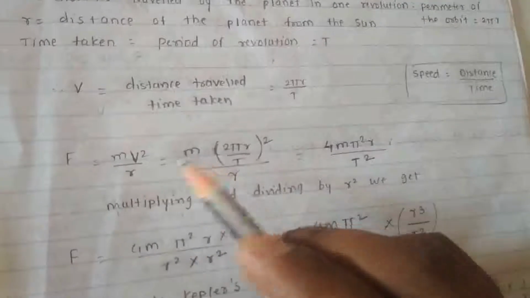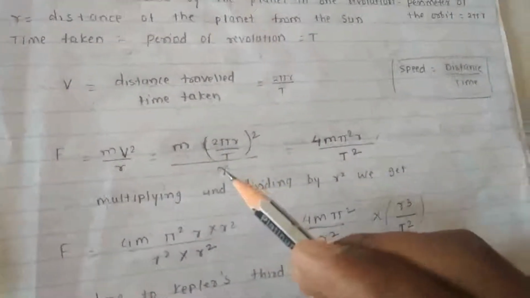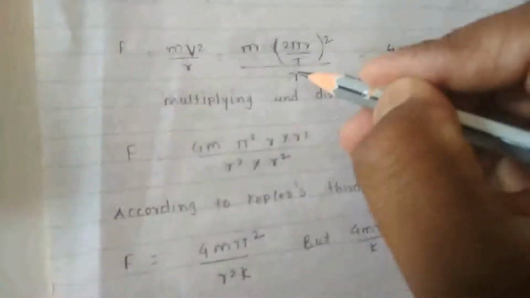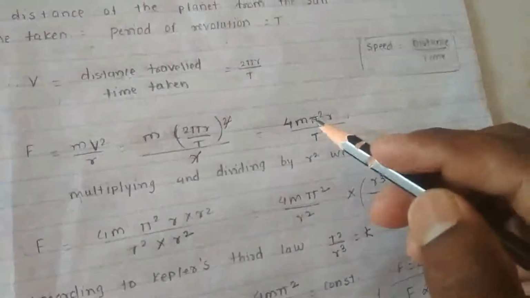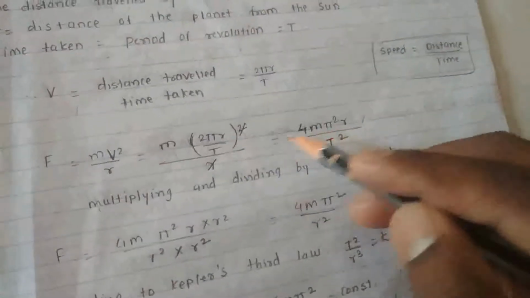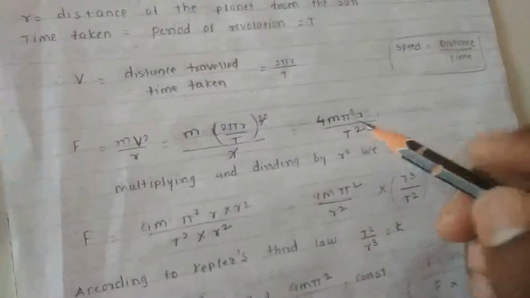Therefore m as it is. What is the value of v? 2 pi r upon T, whole square, divided by r. So here this r and this one r get cancelled. So what is remaining? 4m. What is the square of 2? 4. m as it is. What is the square of pi? Pi square. r, one r and this r get cancelled. So only r divided by T square.